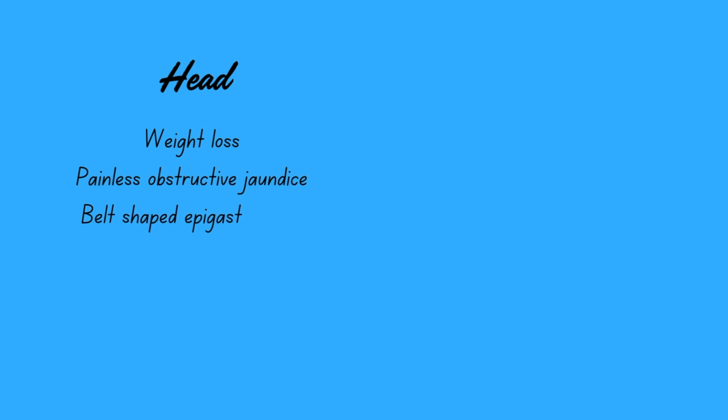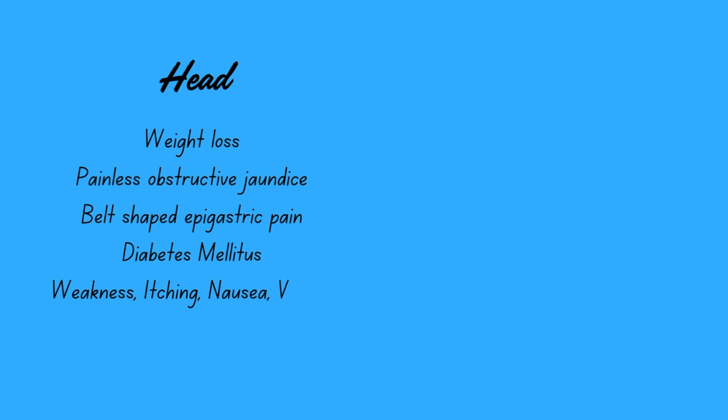On this part of the video, we'll go through the clinical features of the cancer according to its localization. As we said earlier, 70% of the cases are located in the head of pancreas. It's going to be presented with significant weight loss, painless obstructive jaundice, and belt-shaped epigastric pain. Diabetes mellitus can occur 2 years earlier than the mentioned symptoms. Other symptoms include weakness, itching, nausea and vomiting, and weight loss.